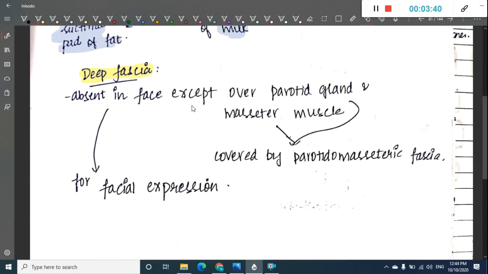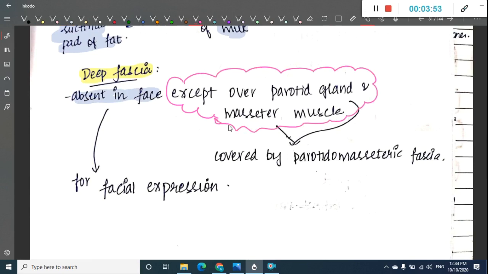The deep fascia is actually absent in the face, except that it is present over the parotid gland and the masseter muscle. Why is it absent in the face? It's simple, because we have to have proper facial expression. For this facial expression, if we had deep fascia, the face might become very stiff.